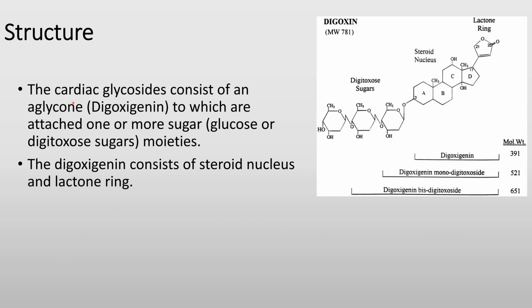So what are cardiac glycosides made of? Cardiac glycosides are made of desoxygenin, which is attached to one or more sugars. Desoxygenin is made of a steroid nucleus and a lactone ring. The desoxygenin sometimes refers to an aglycone.